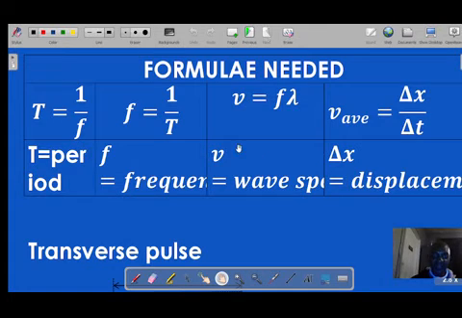Now these are the formulae which we're going to need in our calculations. The first one says period T equals 1 over frequency, and the frequency equals 1 over the periodic time, and the speed of the wave v equals frequency times what? Wavelength.